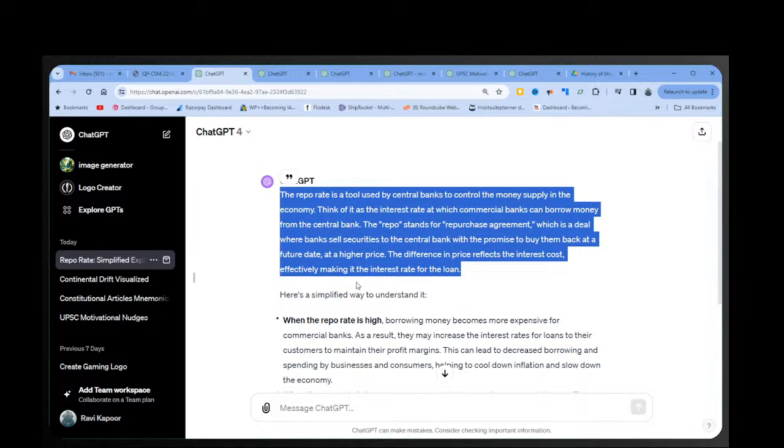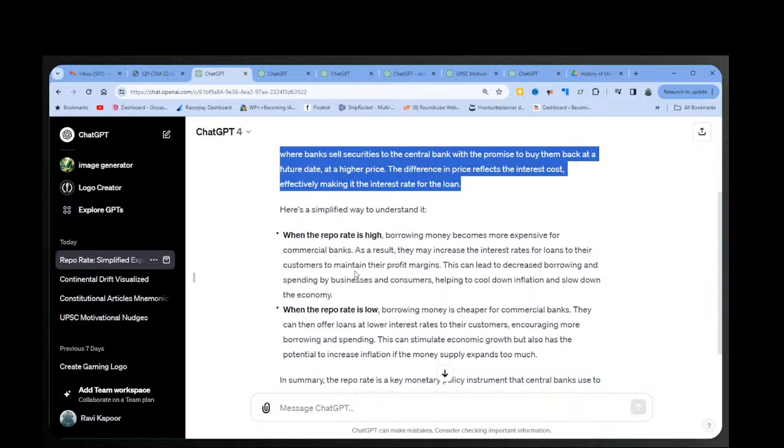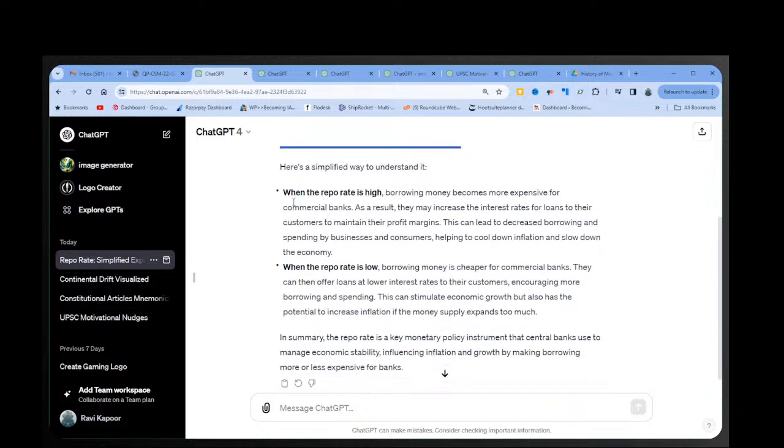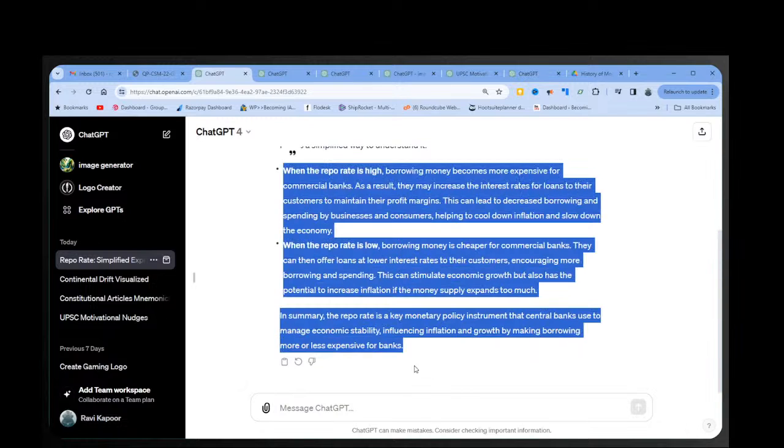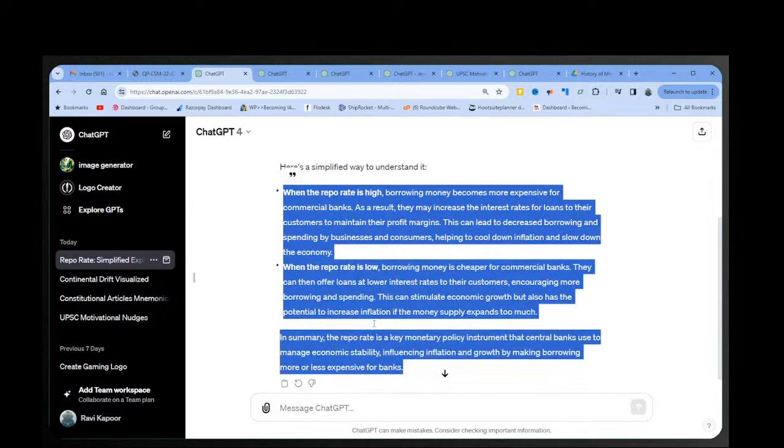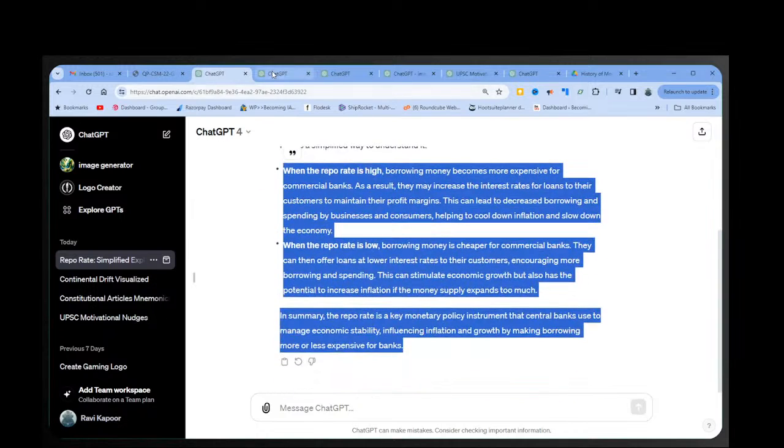I don't think it's highly simplified, but I will tell you a thing or two about answer writing also. Here is a simplified way to understand it. Now this is important. This is useful. When the repo rate is high, borrowing money becomes more expensive. As a result, banks may increase interest rates for loans to their customers to make profit margins. This can lead to decreasing borrowing and spending by businesses, helping to cool down inflation and slow down the economy. Simple one-line statement that will do what we need from it. Correct?